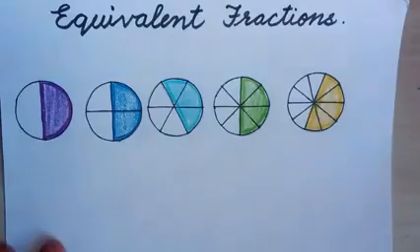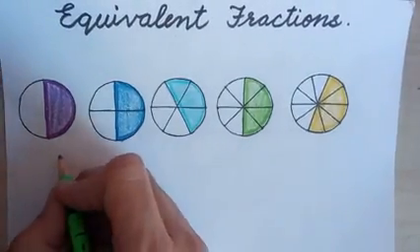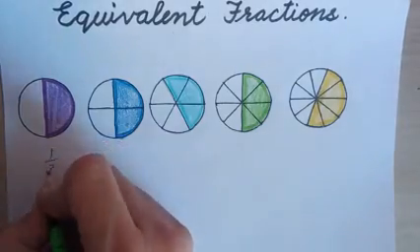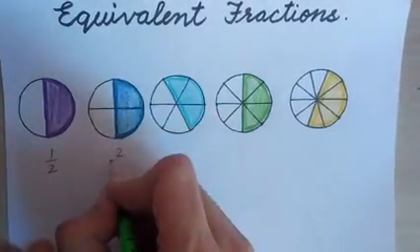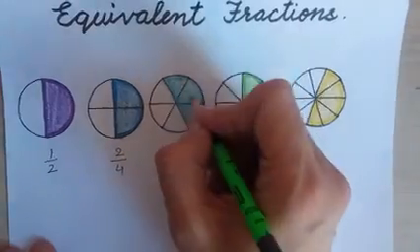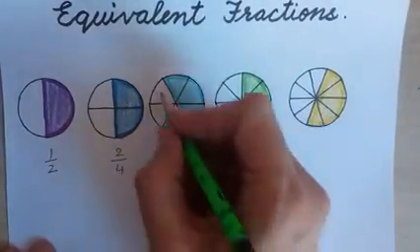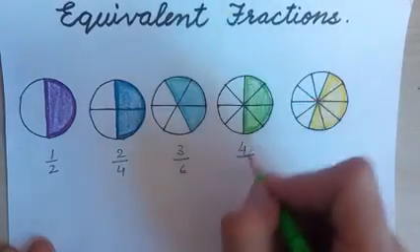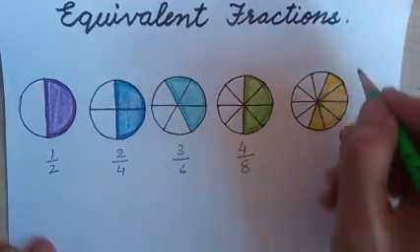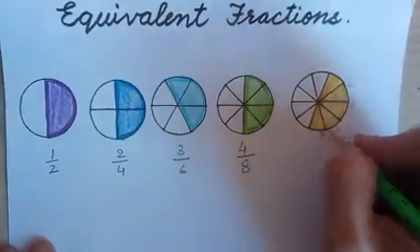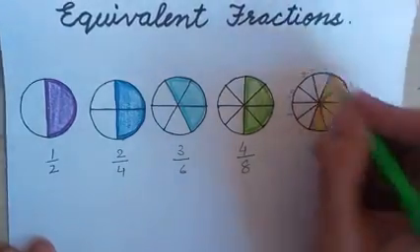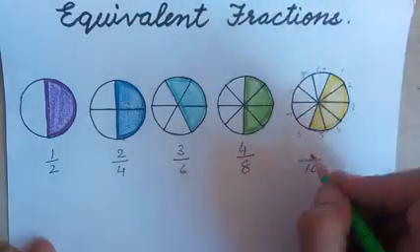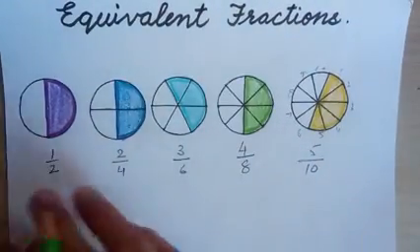Here let us write the fraction for them. This is half. Here 2 parts, total parts are 4. 3 shaded parts, total parts are 6. 4 shaded parts, total parts are 8. Here 1 2 3 4 5 6 7 8 9 10, total parts are 10, and 5 shaded parts. So these are the fractions.